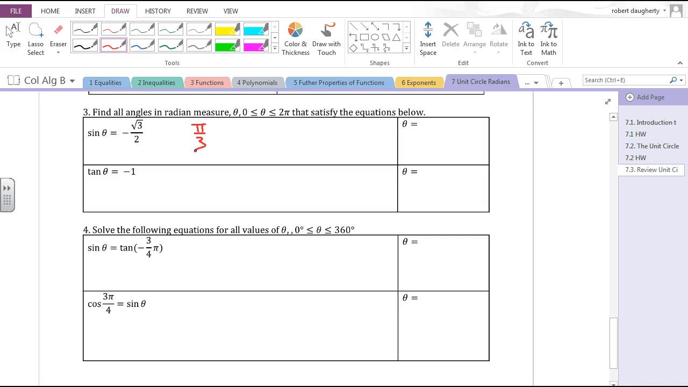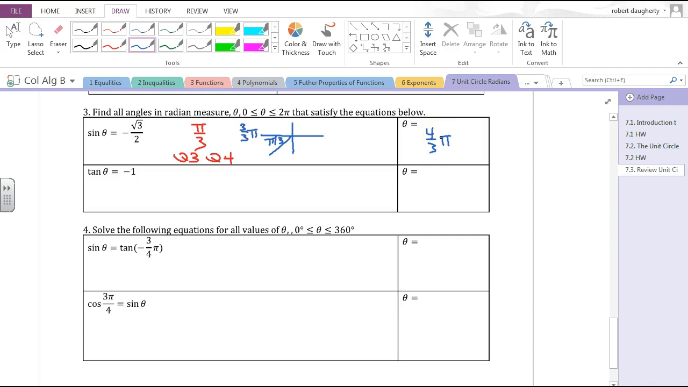So where is the sine negative? That happens in quadrant 3 and quadrant 4. So what does that angle look like in quadrant 3 and quadrant 4? So if I had an angle here that was pi/3, okay? So this is 3/3 pi. So what's 3/3 pi plus 1/3 pi? That quadrant 3 angle is 4/3 pi.